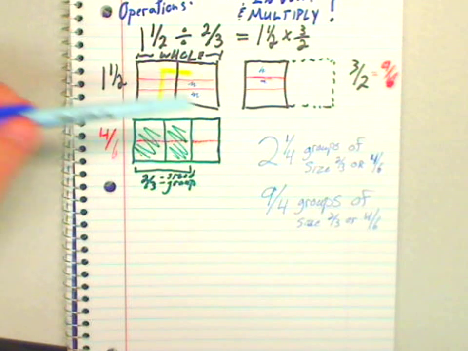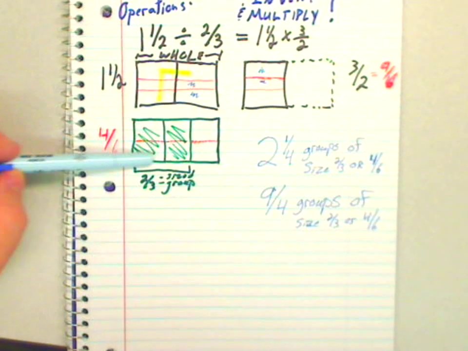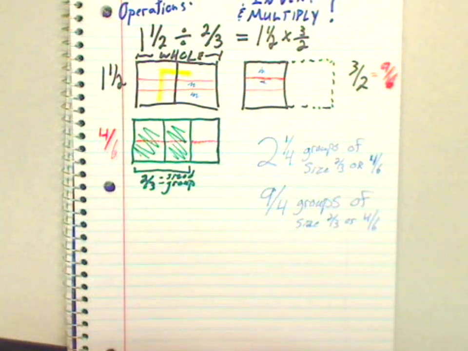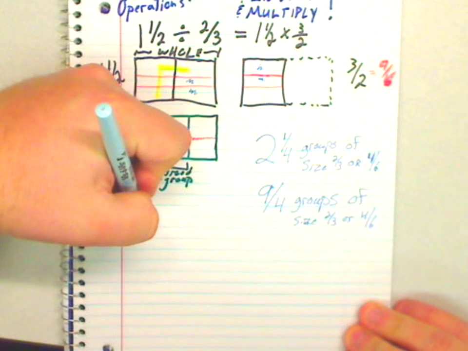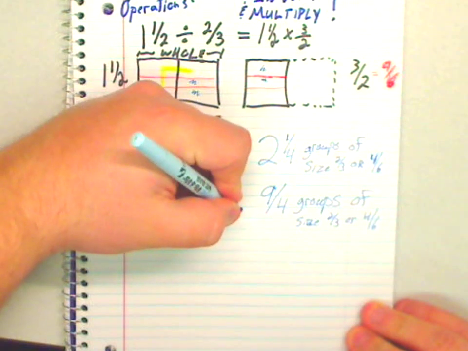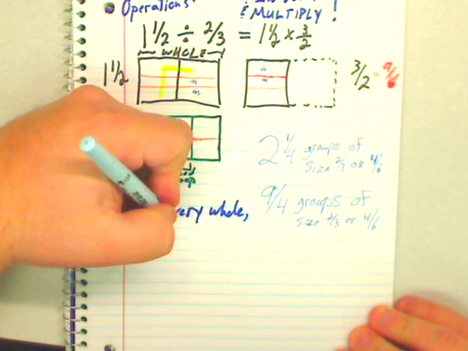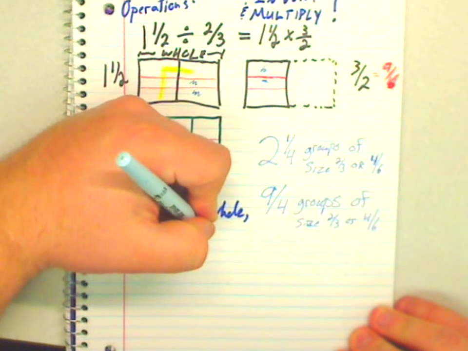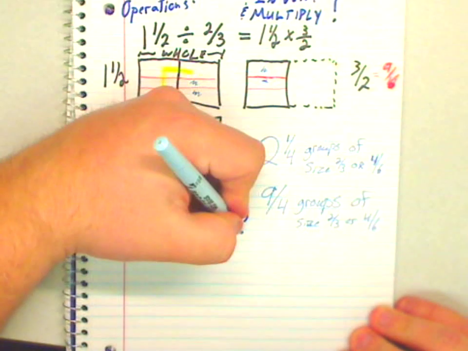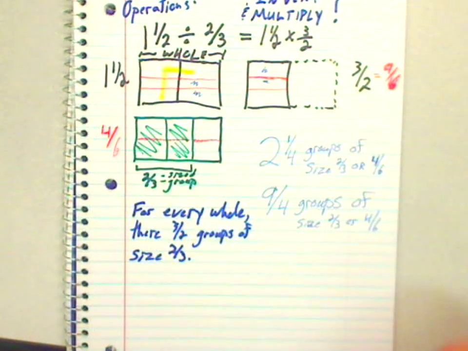But we have 3/3 here. We have 3 of those size pieces. So we don't have just half a group or 2 halves group. We have, in one whole, 3 halves group. So we can say, for every whole quantity we have, there are 3 halves groups of size 2/3. Okay? So take a minute, think about that.